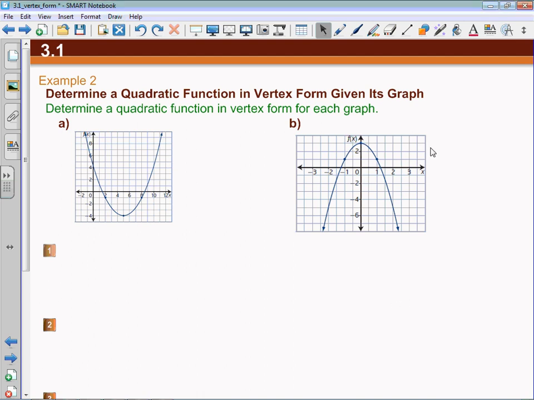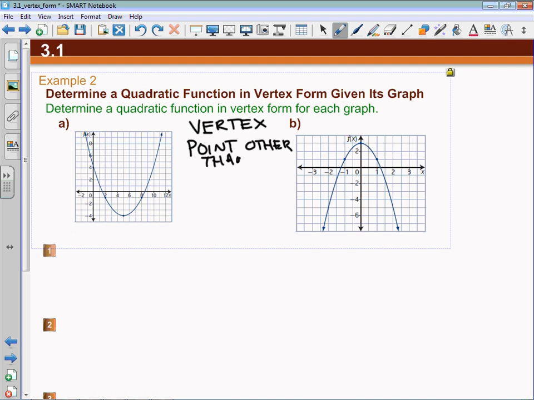3.1 example 2 is a really important concept in math, which is the idea of, how do I go from a graph to a function? And with vertex form, it's actually not as bad as you might think. All we need, and I'm going to write it out here, is we need to know where the vertex is, and then we need to know a point, and I'm going to put here that it cannot be the vertex. So a point other than vertex.